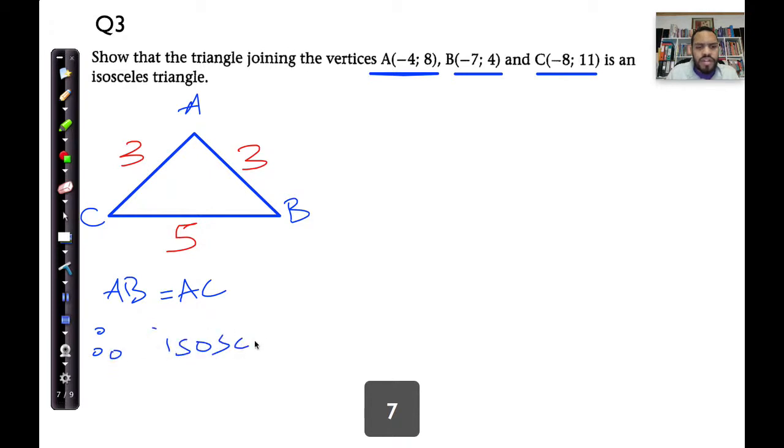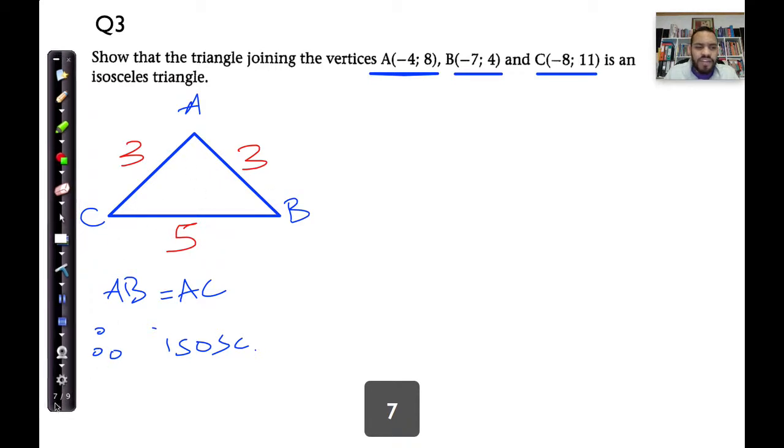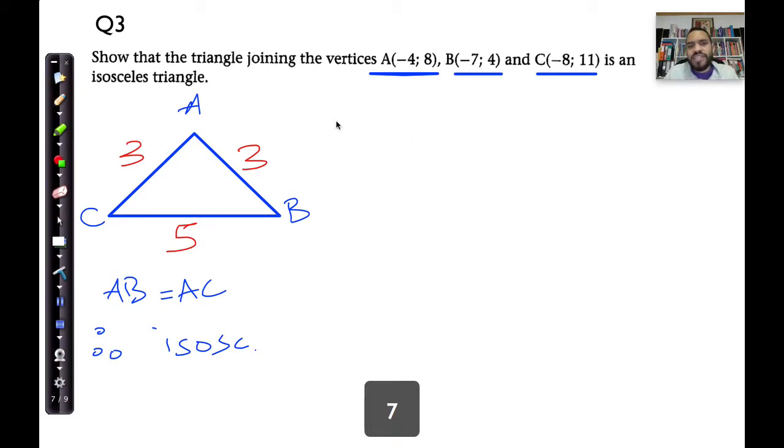Now in coordinate geometry, the point that we make here is that these triangles are isosceles if two of their lengths are equal. To find the length of a line or a side of a triangle, we need to use something called the distance formula. So let's start off by doing it for AB, which will be the one side of the triangle, BC will be the other side, and AC will be the third side.